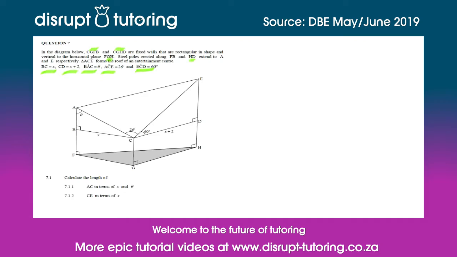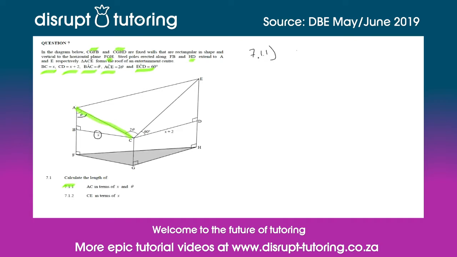And question number 7.1.1 is now calculate the length of AC, which is this line over here, in terms of x and theta. So to do this, they've given us theta is over here, and we know that x is the opposite side and AC is the hypotenuse if we're looking at the triangle ABC.